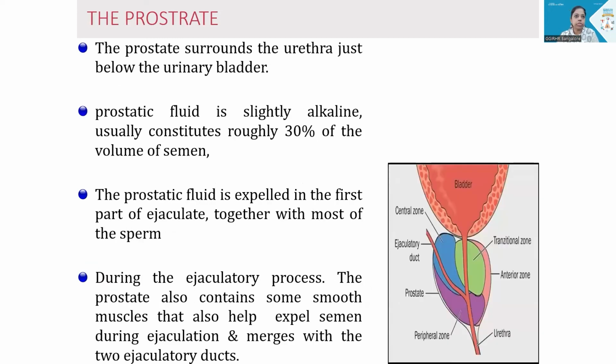Coming to the prostate, it surrounds the urethra just below the urinary bladder. The prostatic fluid is slightly acidic. Usually it constitutes 25 to 30% of the volume of the semen. The prostatic fluid is expelled in the first part of the ejaculate together with most of the sperm. During the ejaculatory process, the prostate also contains some smooth muscles that help expel semen during ejaculation and merge with the two ejaculatory ducts.